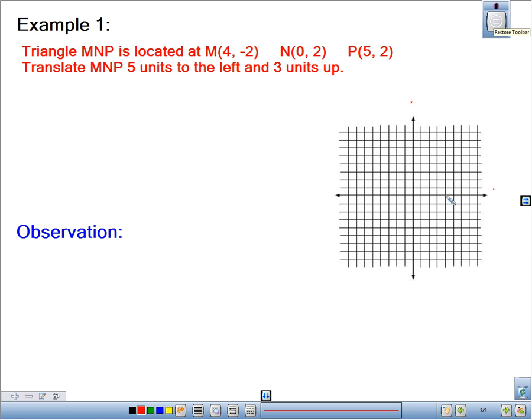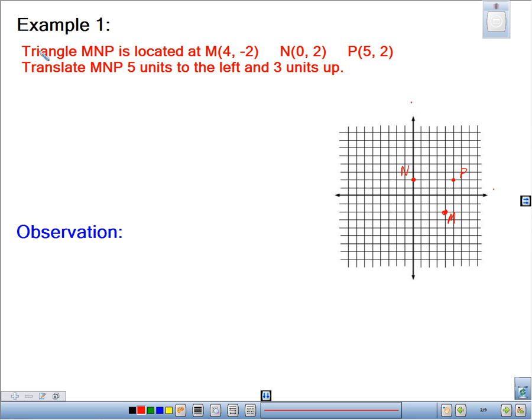So we will go right 4 and then down 2. Now you always want to label your points. So this was point M, so I'm going to write an M there. Then N is at 0, 2. So I'm not going to go left or right any, but I am going to go up 2 spots. All right? So there's N. And then P is at 5, 2. So I'm going to go right 1, 2, 3, 4, 5, and then up 2 spots.